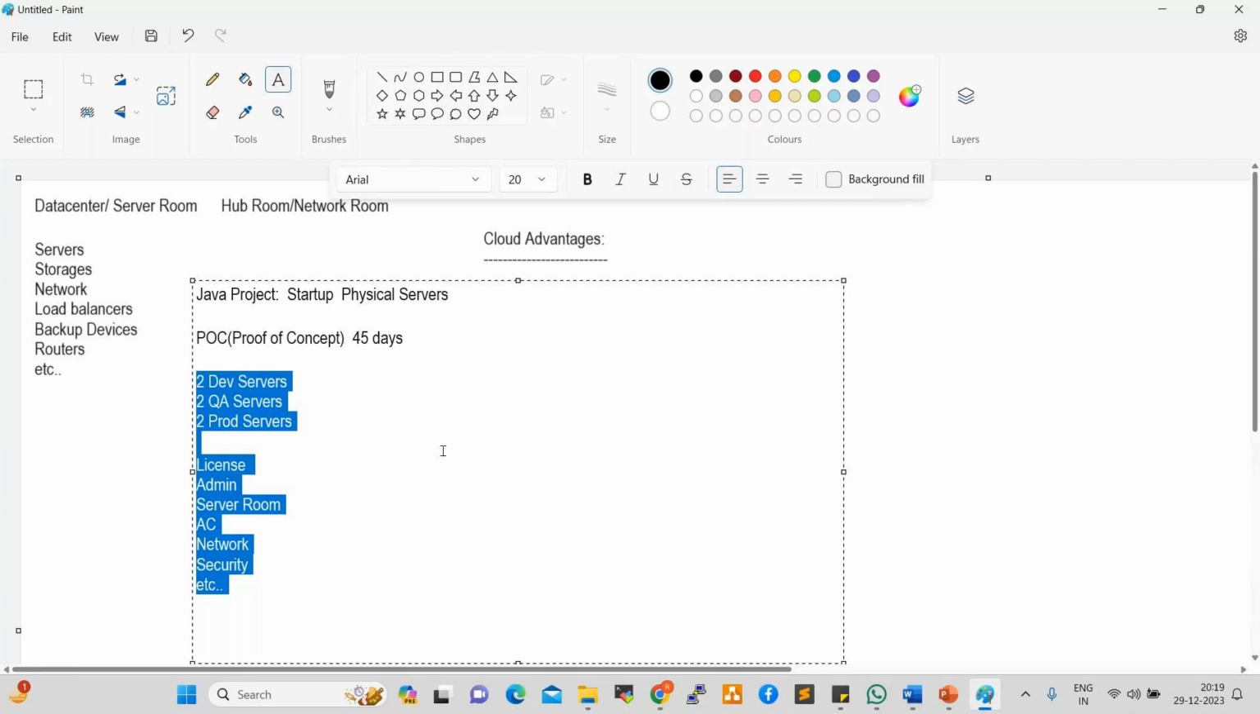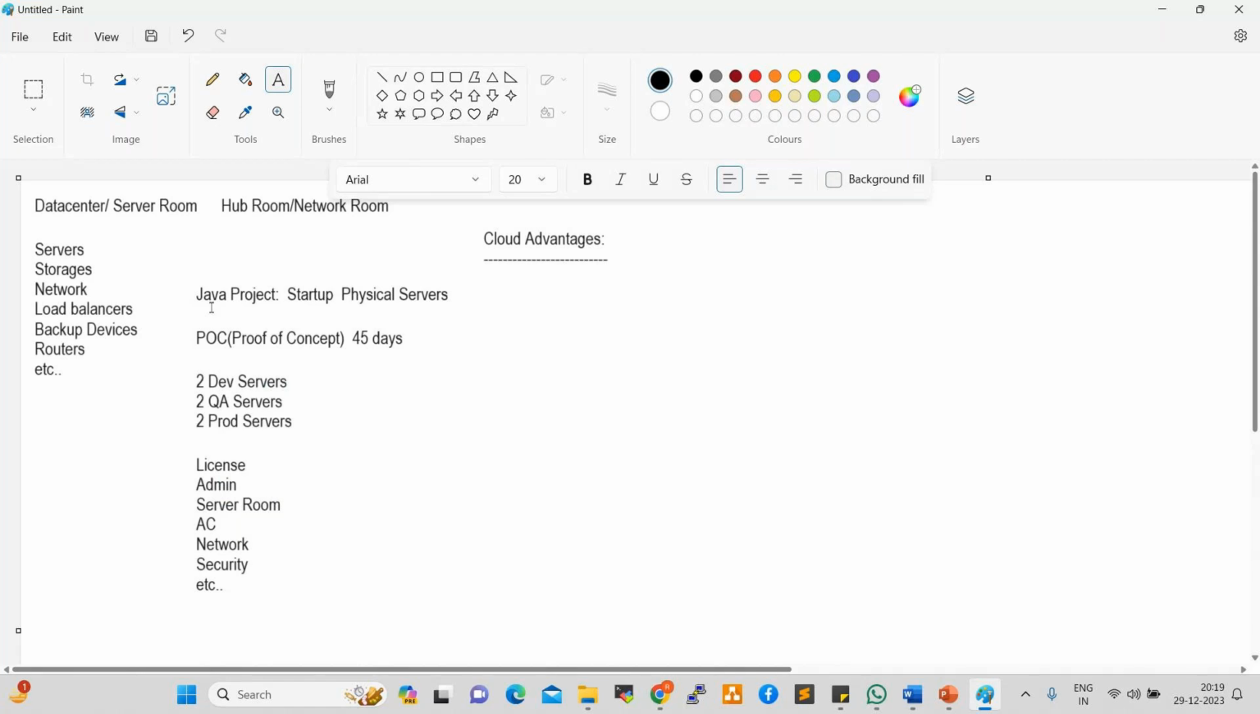Yeah. So now what we will do, this is a physical server setup, right? For the same requirement, we can take cloud servers, and we'll try to understand what the difference is here. Okay. Same setup. So same servers, same requirement, we can use cloud servers for this requirement. So what will happen? We'll try to understand now.